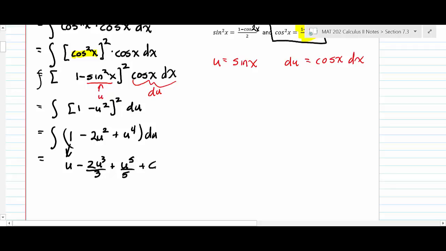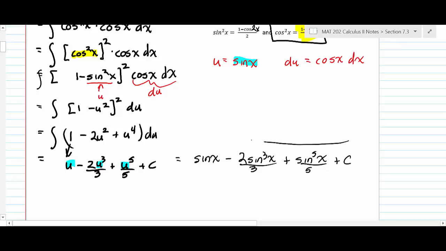Now all we got to do to conclude the problem now is just plug back in our u. So u was sine x. So everywhere I see a u, I just plug it back in. So my final answer on this looks like it would be sine of x minus 2 sine cubed of x over 3, and then plus sine to the fifth of x over 5 like that. So you could write it like that, okay? Or you can write that as a 2/3 and a 1/5 if you want to, like that.